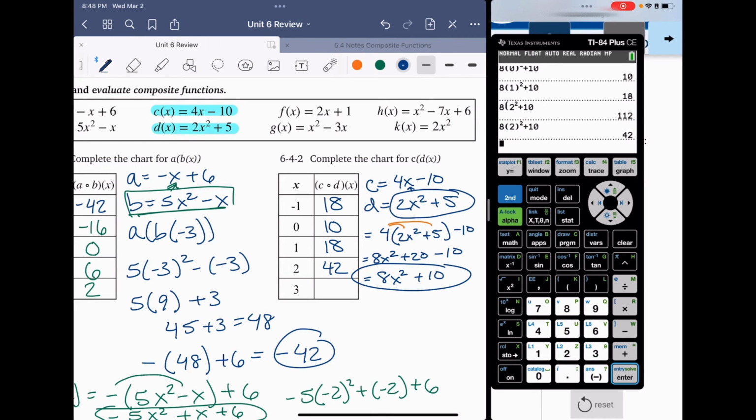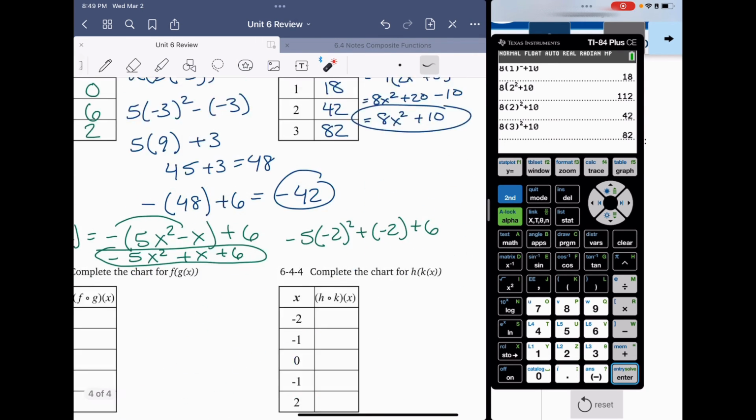Okay, and then the last number we need to put in is 3. So change that to a 3. Enter. All right, 82. So there we've done all of the different numbers, and we filled out our chart. By finding the composite function first, it's much easier to find all of the values instead of doing each one individually, plugging it in first to the inside function, solving, and then plugging it into the outside function. It allows you to do it all in one step.